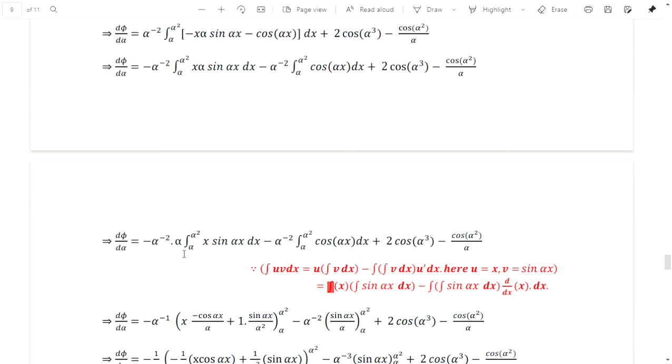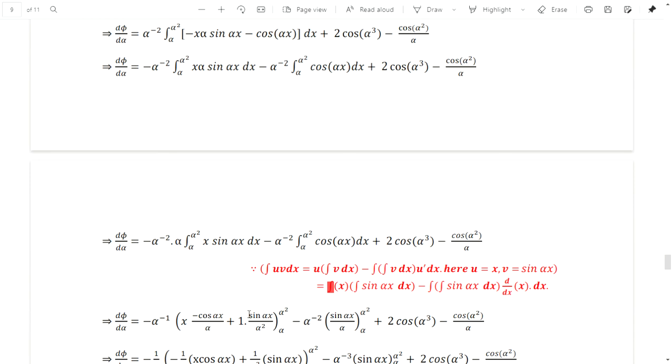alpha to the power minus 2 into alpha will become alpha to the power minus 1, into integral of x sin alpha x. Integral of x sin alpha x is x into integral of sin alpha x, which is minus cos alpha x by alpha, plus, because minus into minus will become plus, 1 into differentiation of x is 1, into integral of cos alpha x by alpha, which is nothing but sin of alpha x by alpha squared.